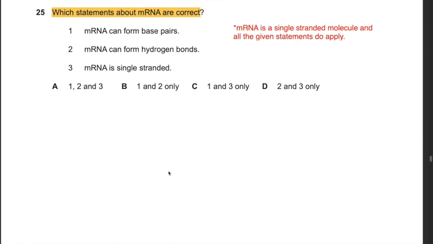Question 25. Which statements about mRNA are correct? 1. mRNA can form base pairs. 2. mRNA can form hydrogen bonds. 3. mRNA is single-stranded. mRNA is definitely a single-stranded molecule, and all the given statements do apply. They can form base pairs and they can form hydrogen bonds, because hydrogen bonds are involved in forming base pairs. Therefore, the answer being A, 1, 2 and 3.